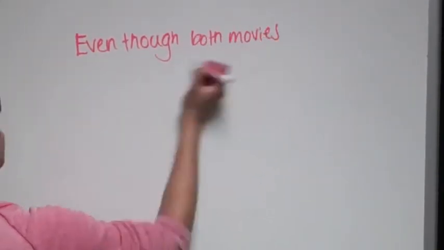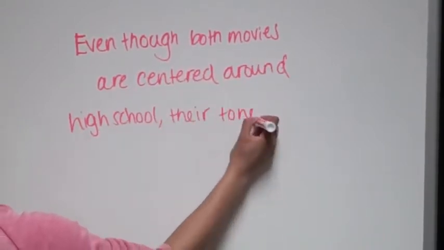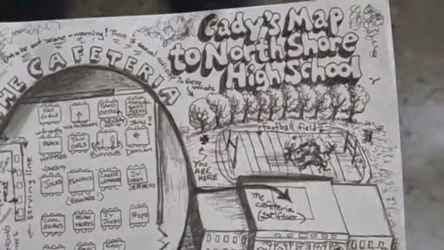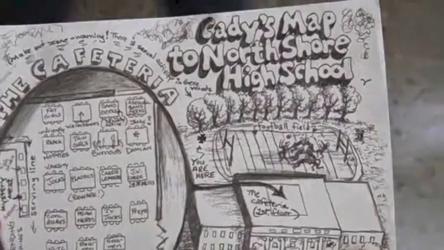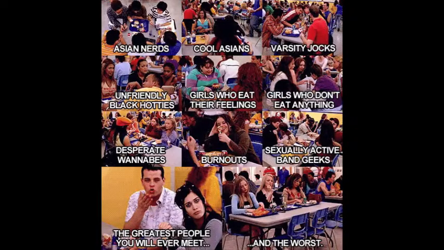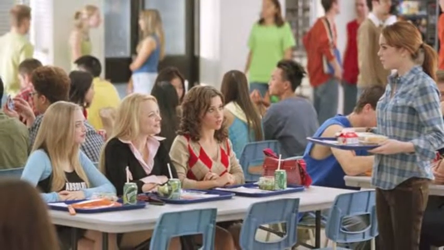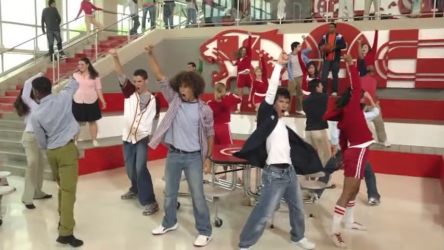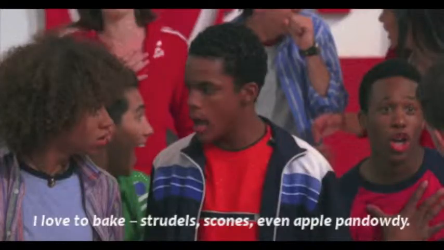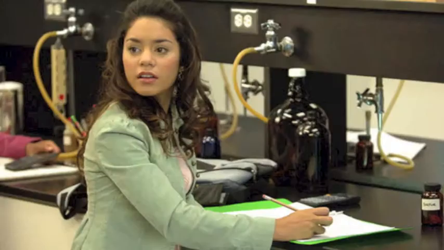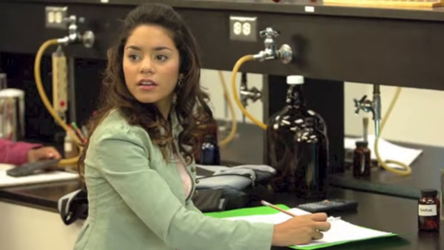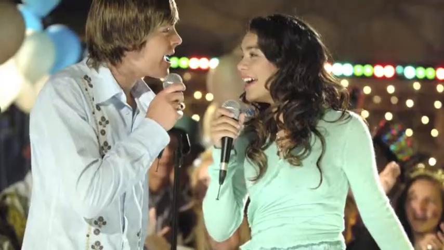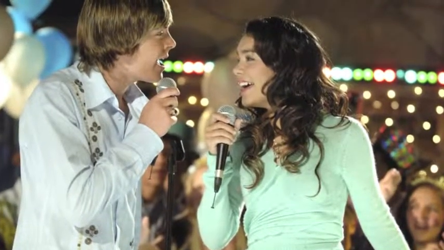Even though both movies are centered around high school, their tones are actually vastly different. In Mean Girls, high school is depicted as extremely cliquey, and the students are encouraged to fit into a certain group. For example, Katie is pressured to sit with the plastics rather than the art geek. In High School Musical, however, the students break out of their cliques and change the status quo. For example, even though Gabriella has a passion for chemistry that could easily classify her as a nerd, she embraces her love for singing by trying out for the musical.